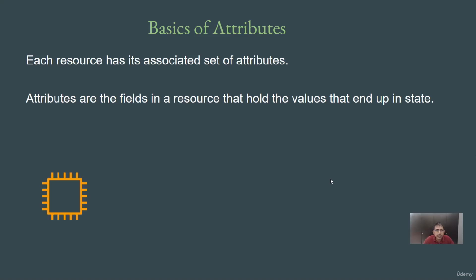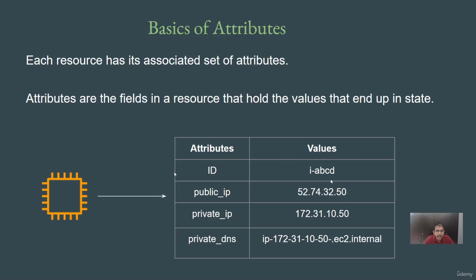Let's assume that you have created an EC2 instance. Now after this EC2 instance is created through Terraform, in the state file there will be some attributes associated with this EC2 instance, and these attributes will have some kind of value. For example, we are using 4 attributes here: the ID, public IP, private IP and private DNS. Associated with each attribute is the value. ID is the instance ID after the instance is created. Public IP is the public IP of the EC2 instance after it gets created. Same for private IP, same for private DNS.